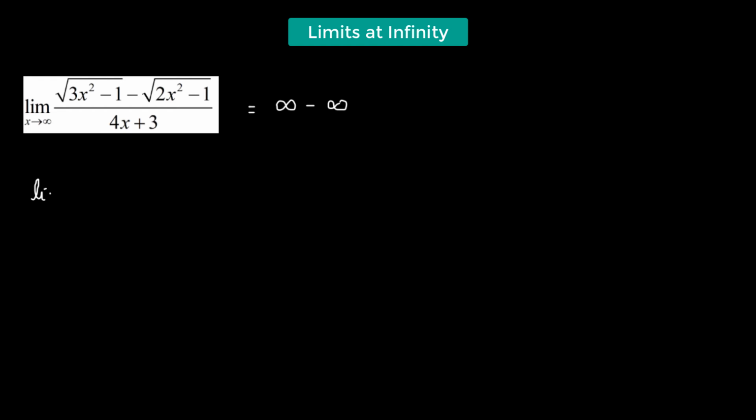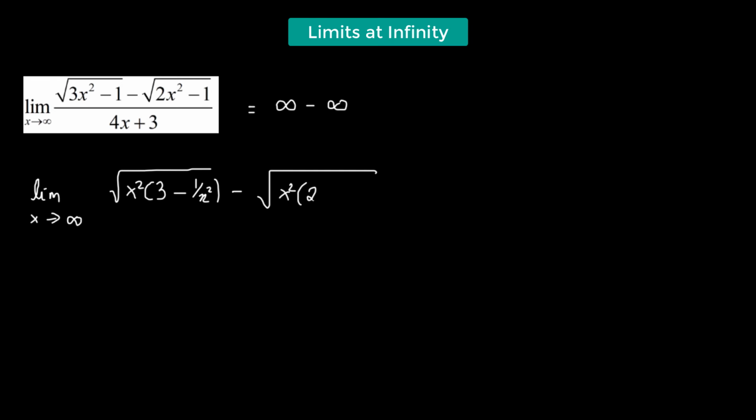Anyways, I'm going to perform another way. So what we're going to do here is take x squared as the common factor inside the square root of the first term. That leaves us with 3 minus 1 over x squared, minus square root of, we're going to take x squared as the common factor in the second term as well. So that is going to leave us with 2 minus 1 over x squared, divided by, taking x as the common factor, 4 plus 3 over x.